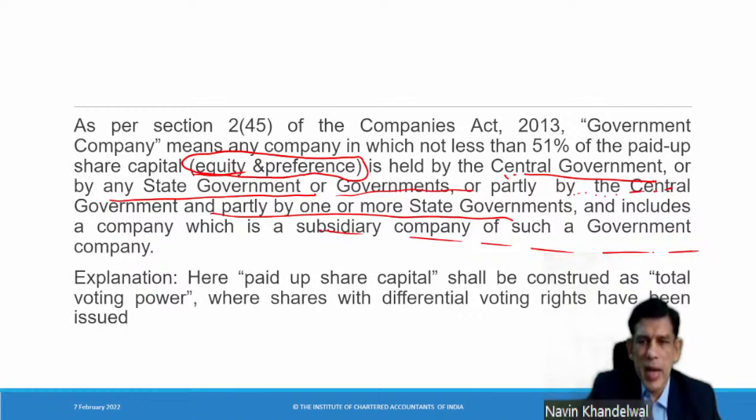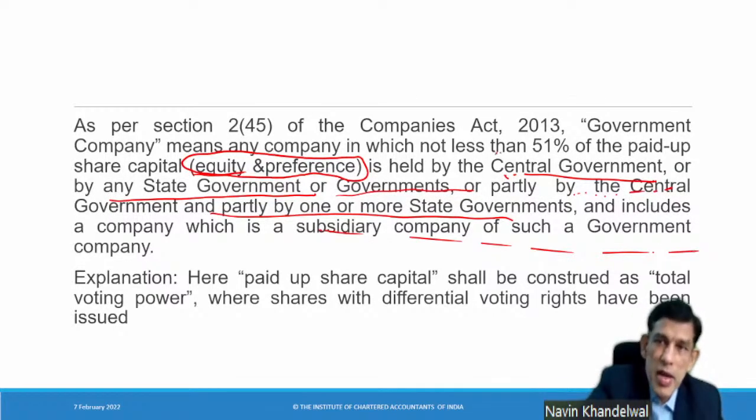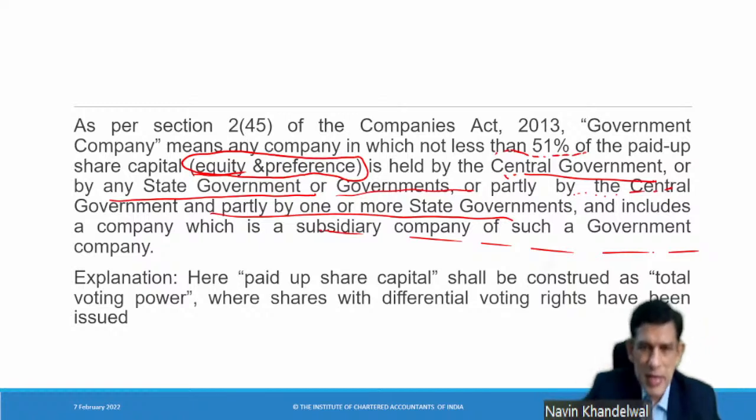So the paid-up share capital shall be construed as total voting power, where shares with differential voting rights have been issued. So when we consider the total paid-up share capital for calculation of this 51%, then the total voting power, including the differential voting rights, would be calculated. So a very simple definition.